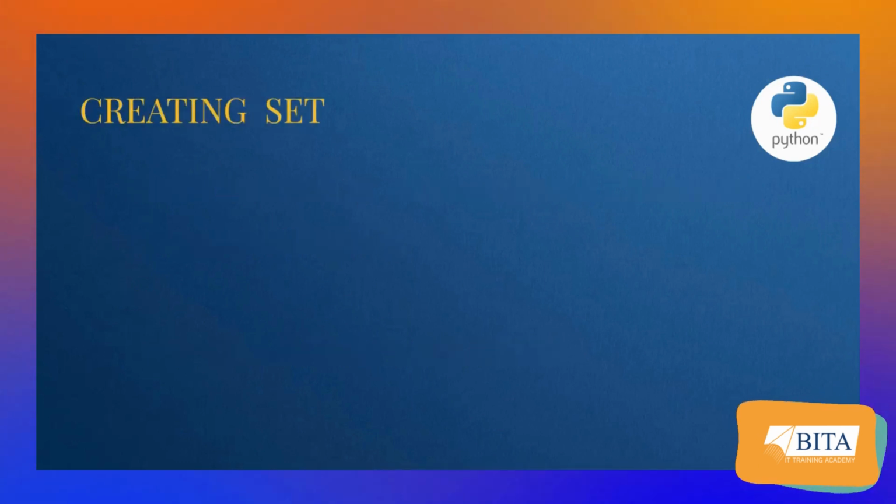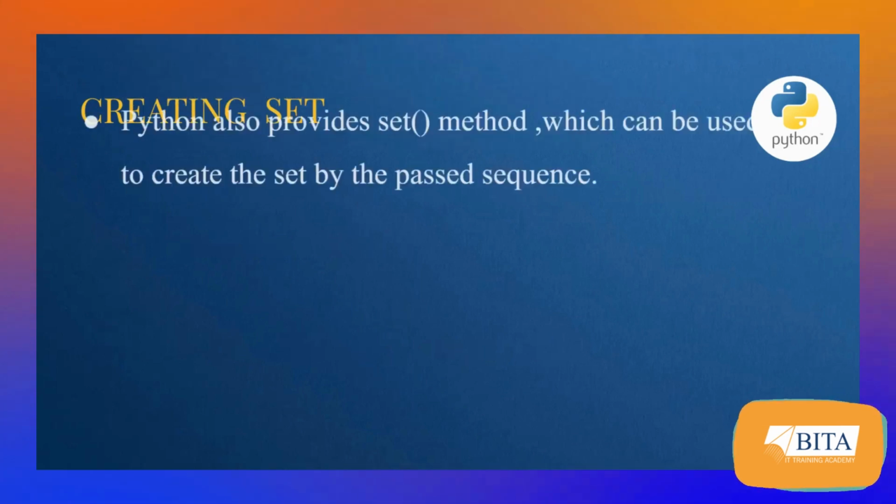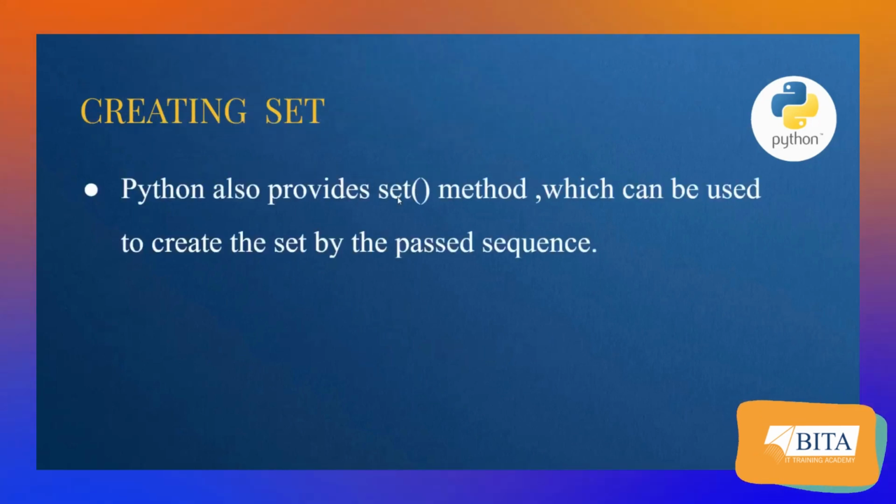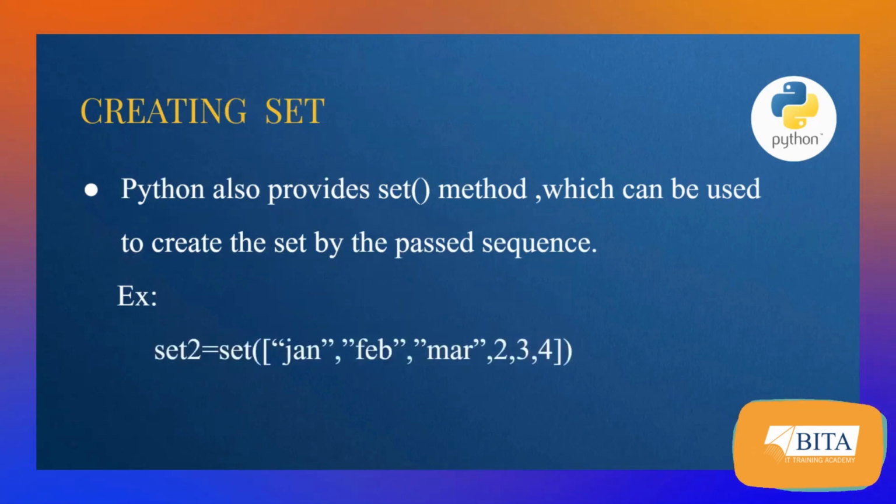And one more way we can create a set is by using the set constructor. Set with a round bracket is called the set constructor. In that we can pass any sequence type of input. In this example we are passing some list input.